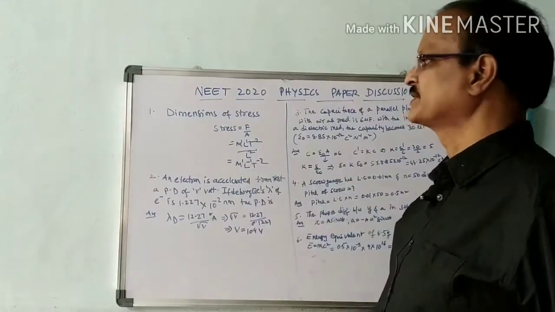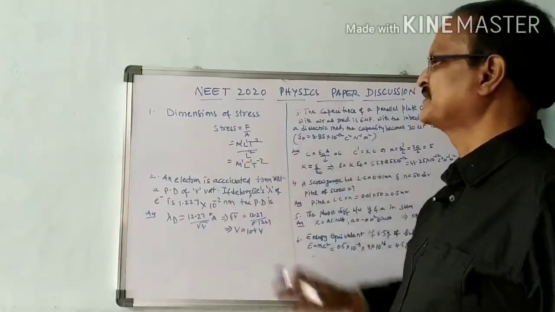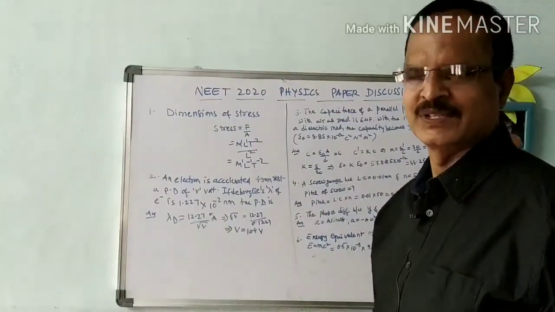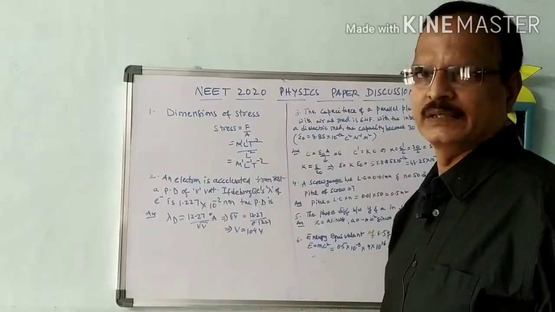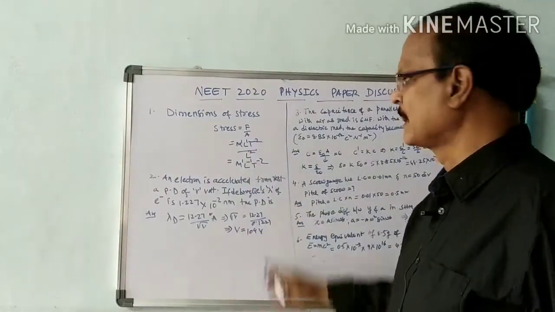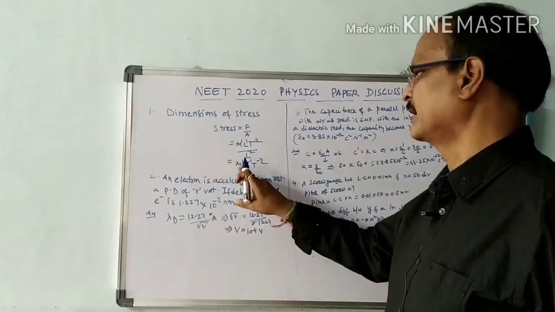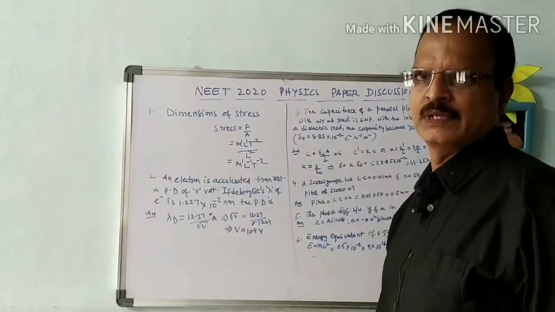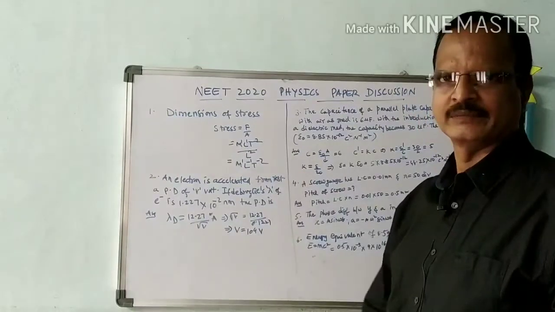See students, we have the first question: the dimensions of stress are given. We all know the dimension formula. Stress is equal to force per unit area. So we write the dimension formula for force: M to the power of 1, L to the power of 1, T to the power of minus 2, divided by L squared. Then we have M to the power of 1, L to the power of minus 1, T to the power of minus 2. This is the dimension formula for stress. So very easy, children.